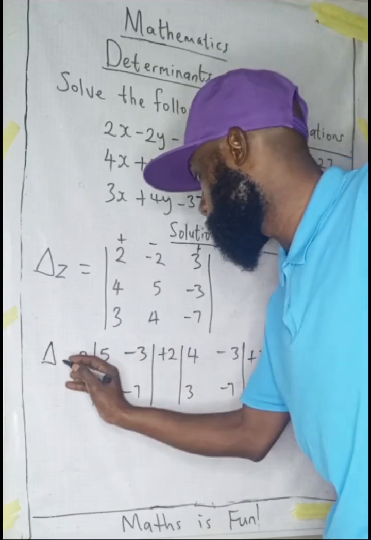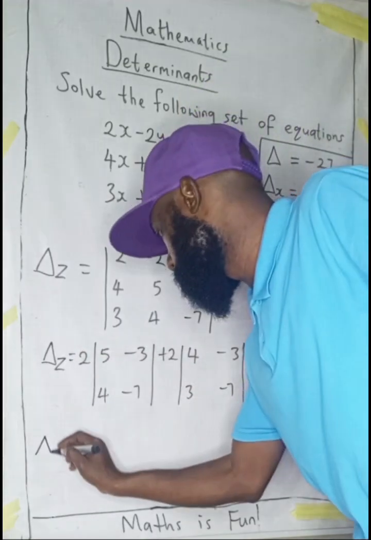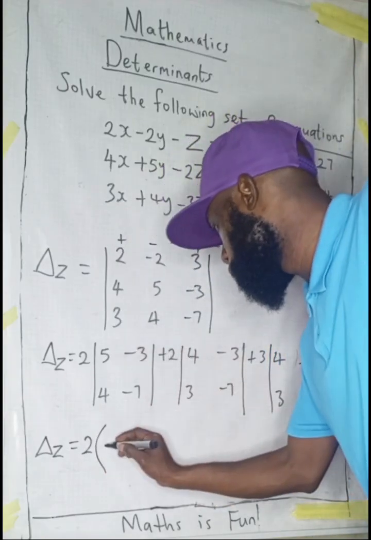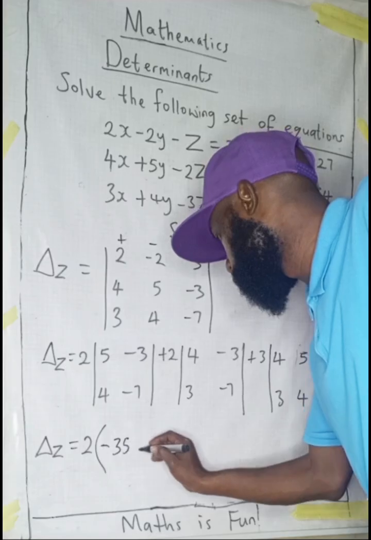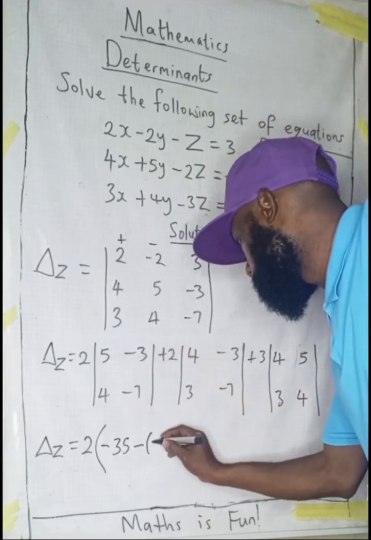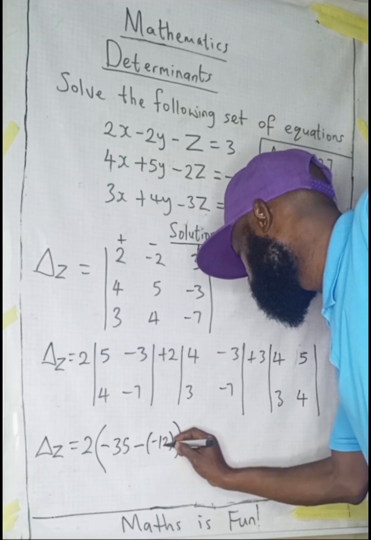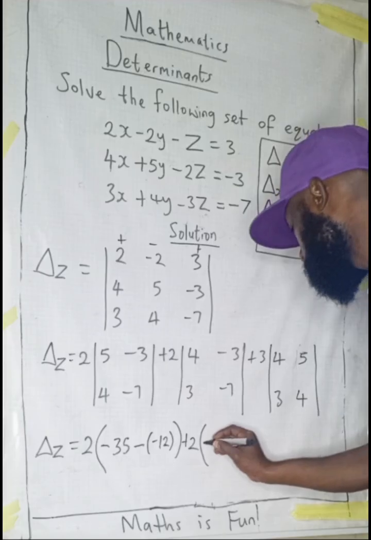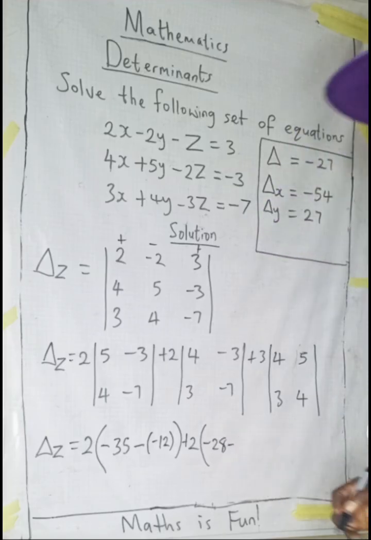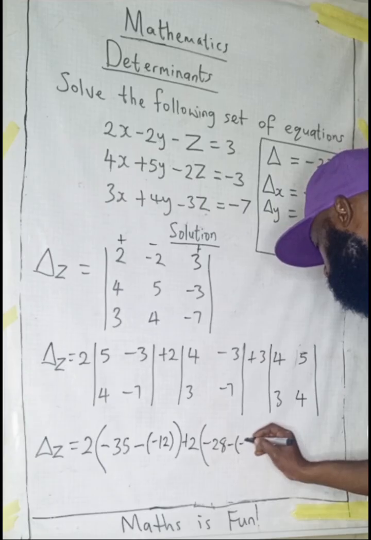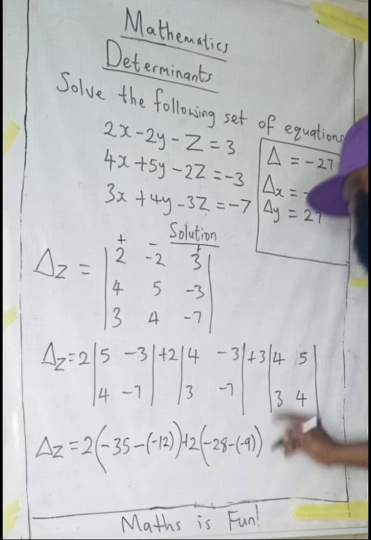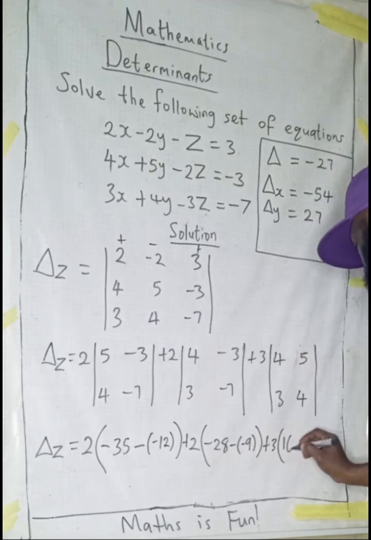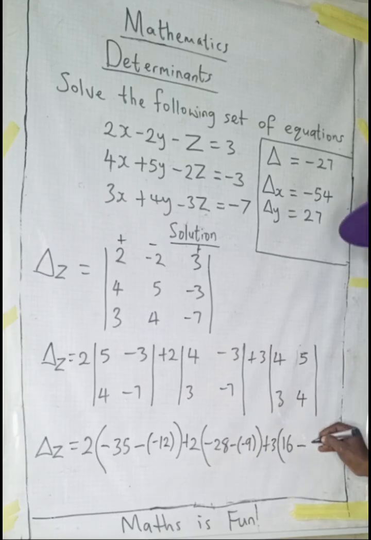So what do we have as delta z, that's change in z, right? Delta z will give us 2 multiply this way minus 35, minus multiply this way minus 12, plus 2 multiply this way minus 28, minus multiply this way minus 9. Then we'll have plus 3 multiply this way 16, minus multiply this way 15.